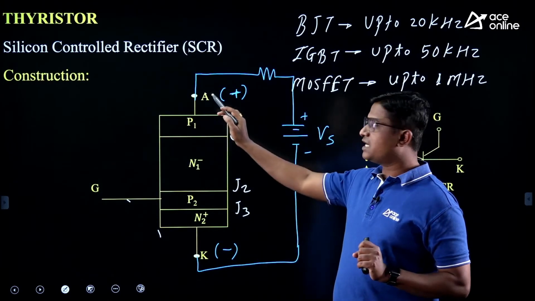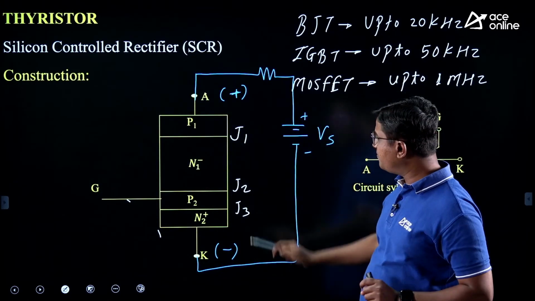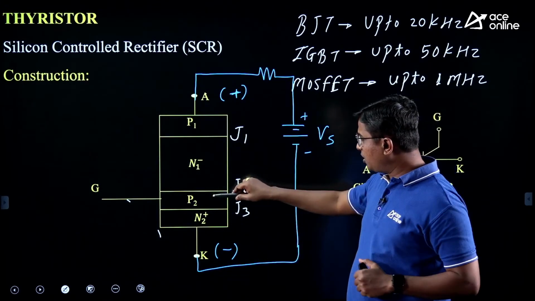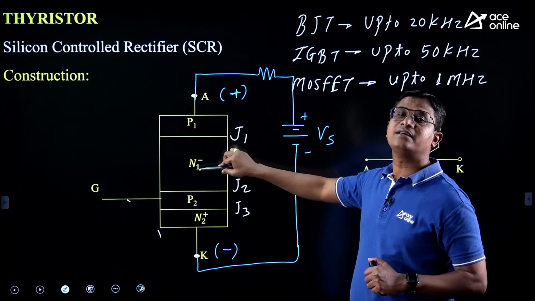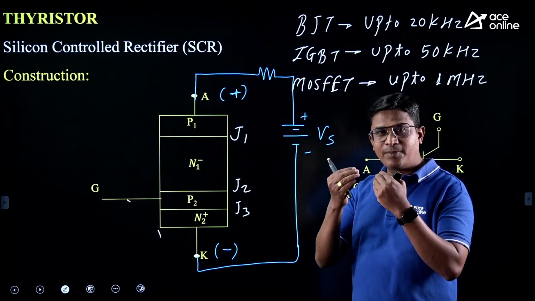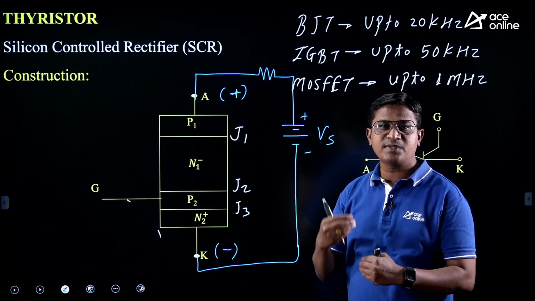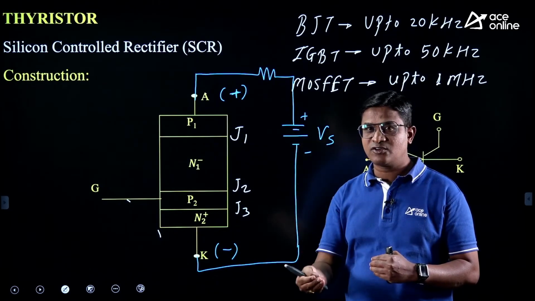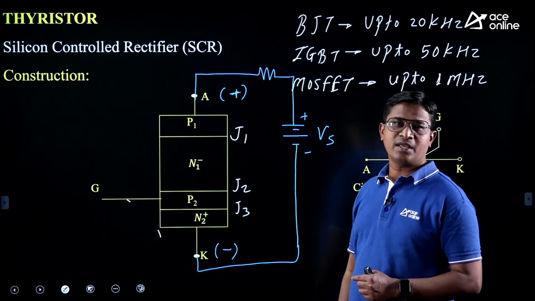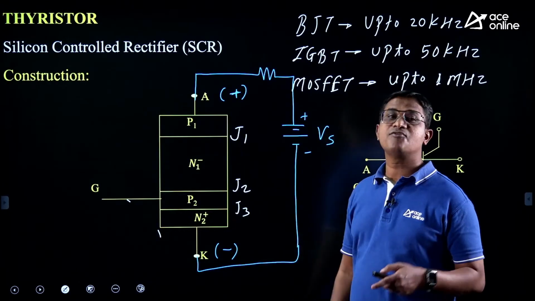Okay, so if SCR is in a forward bias mode, then J1 forward bias. What about J2? Compared to P2, N1 minus potential is higher. Now in PN junction, if P-type layer potential is lesser than that of the N-type, means your PN junction will be in a reverse bias mode. Okay, so J2 is in a reverse bias mode. And similarly, you can check J3 forward bias mode.